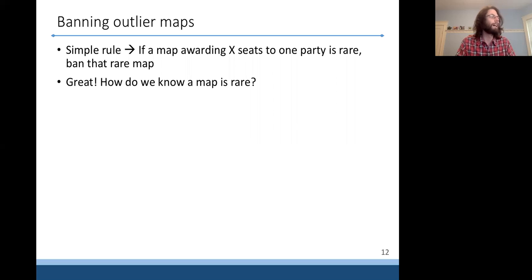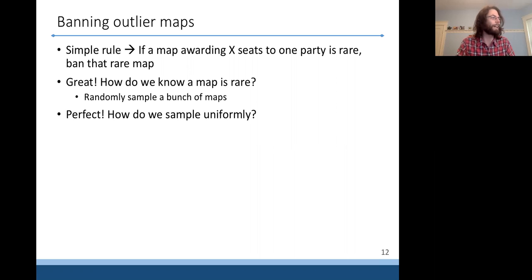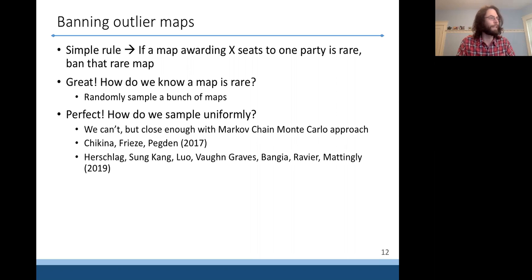Okay, great. How do we know that a map is rare? It was easy in our past example with only 10 maps, but with a larger situation, maybe we just randomly sample a bunch of maps, right? We can't look at all possible maps of a state, all possible ways to district a state, but maybe we randomly sample. Okay, good. How do we sample uniformly? We want to look at the space of all possible district maps. So probably a lot of you are like, no, that's not going to work. And yeah, we can't really do that.